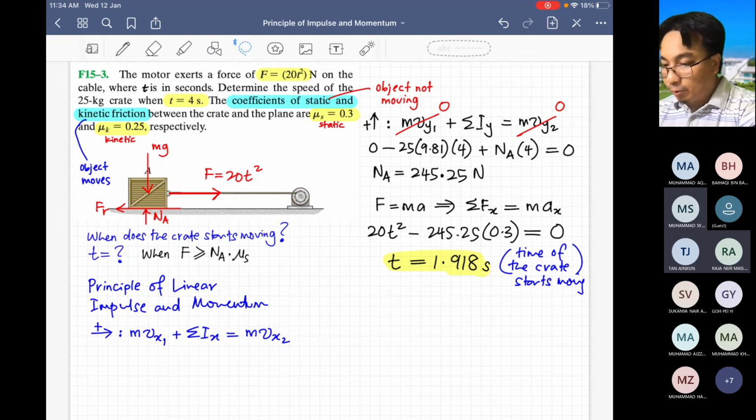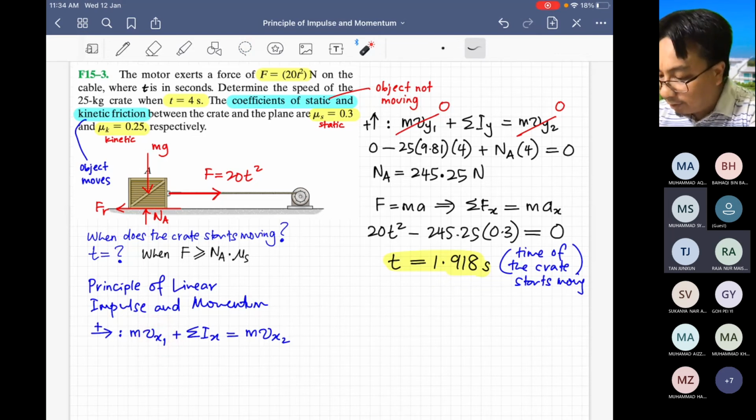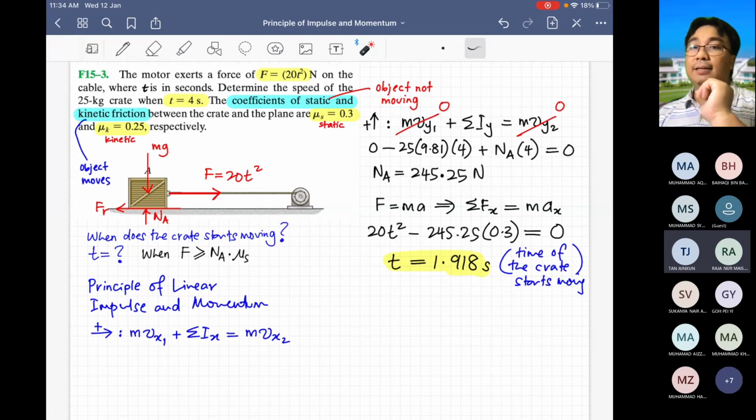Okay. So, what is Vx1? Anyone? Vx1. Dia sama macam tadi. Vx1 ni apa? Dia bagi tahu, ada tak dia bagi tahu start from rest? Dia tak ada bagi tahu start from rest kan? No, sir. Dia tak bagi tahu start from rest, tapi does it start from rest ataupun tak? Adakah crate ni start from rest ataupun tidak start from rest? Yes, sir. Dia start from rest.